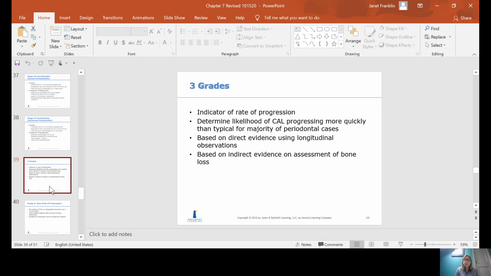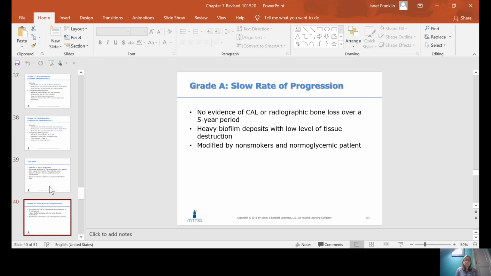So we determine the likelihood of clinical attachment loss progressing, and we base it on direct evidence using longitudinal observations, and on indirect evidence using assessment of bone loss. So grade A is a slow rate. There's no evidence of clinical attachment loss or radiographic bone loss over a 5-year period.